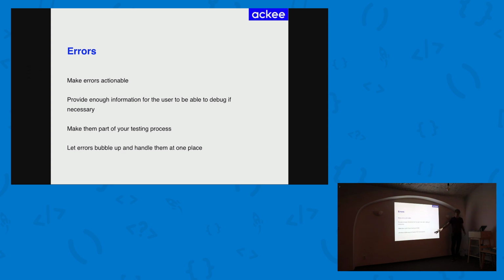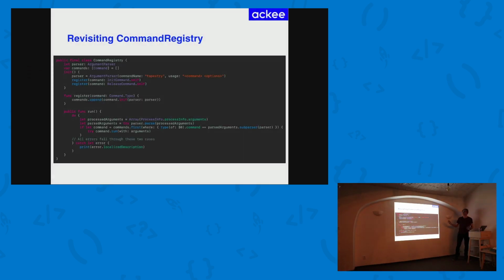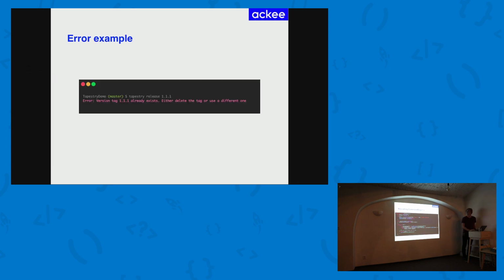Also, it's a good thing to let errors bubble up and handle them in one place, so it's easier to reason about the code. And also if you want to make, for example, some custom printing of the error, you get to do it in this one place. So this is just revisiting the command registry. Not much has changed. We only now handle the error and print it in this one place. And usually most errors should fall through this catch statement.